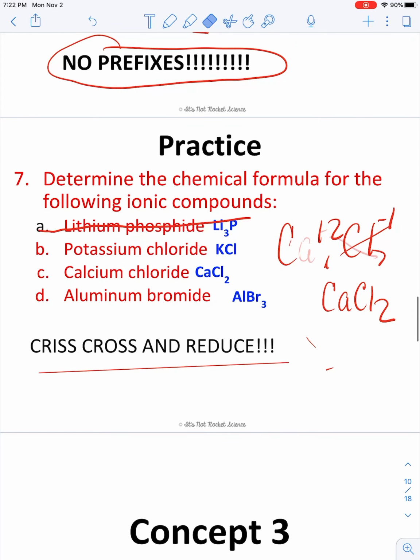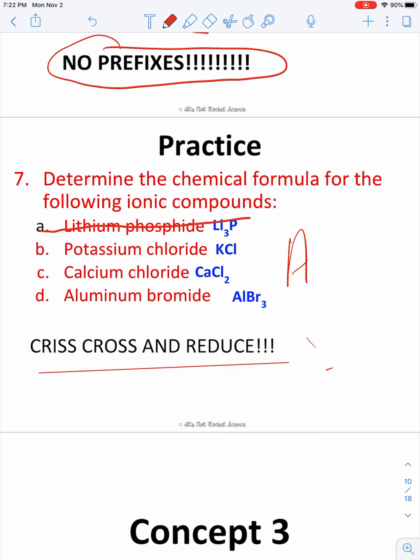Okay, let's go on to the next one. And we have aluminum, which is +3, and bromine, which is -1. So you're going to cross over. The 1 is going to go with aluminum, and the 3 is going to go with bromine. And you see what you get, AlBr3. Okay? All right. I'm going to show you here in just a minute.